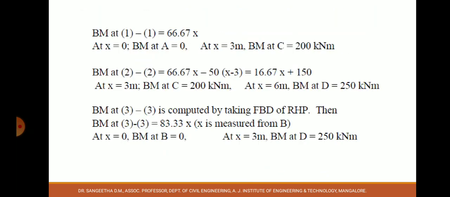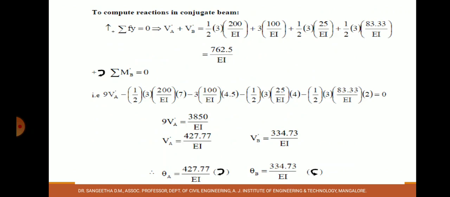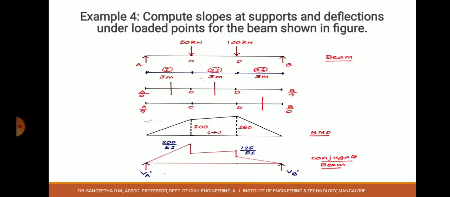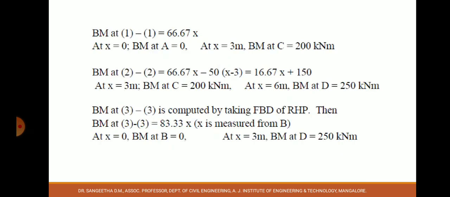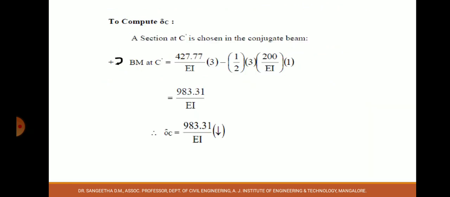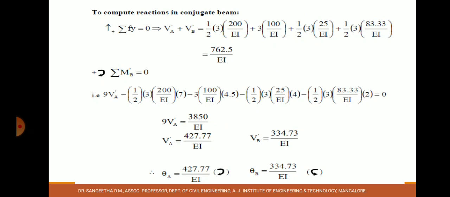Once you know this, next compute reactions in the conjugate beam. Reactions in the conjugate beam are nothing but slopes. So VA' plus VB' is equal to, from sigma Fy equal to 0, there are 3 triangles: half into base, 3 meter, 200 by EI, half into base into 125 by EI, and there is a trapezoid. So you can add that area also. Add all the areas, you will get VA' plus VB'.